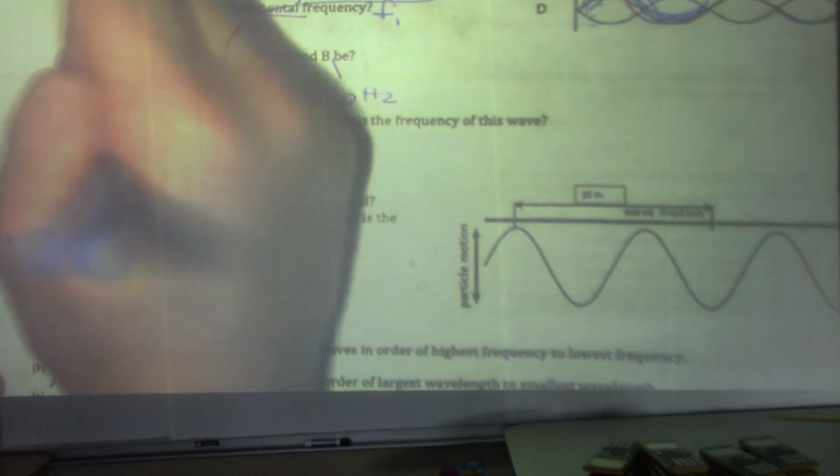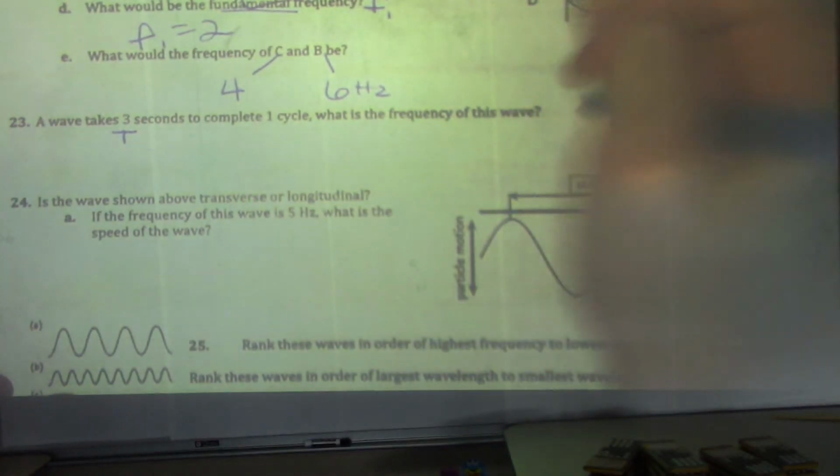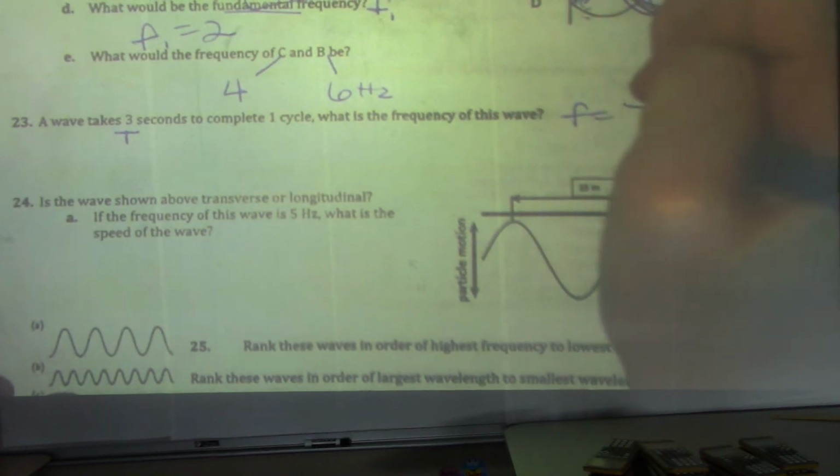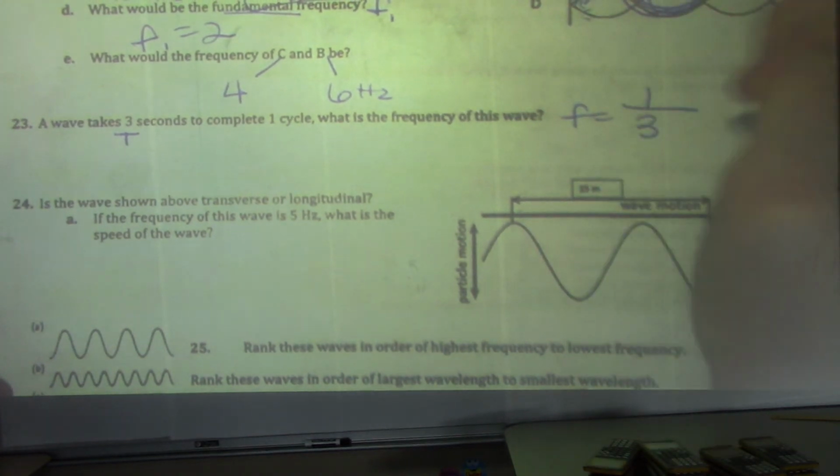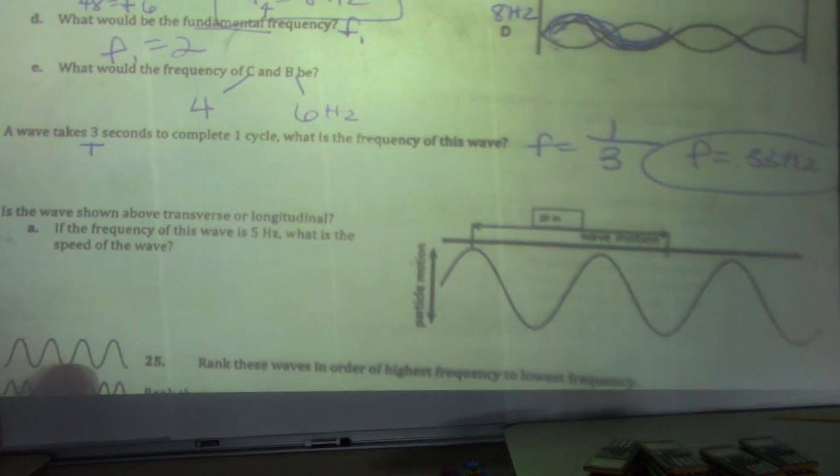A wave takes 3 seconds to complete one cycle, so that's the period, the time for one wave. What's the frequency? So the number of waves per second. So 1 over 3 seconds, that gives me a frequency of 0.33 hertz. I get a third of a wave each second.